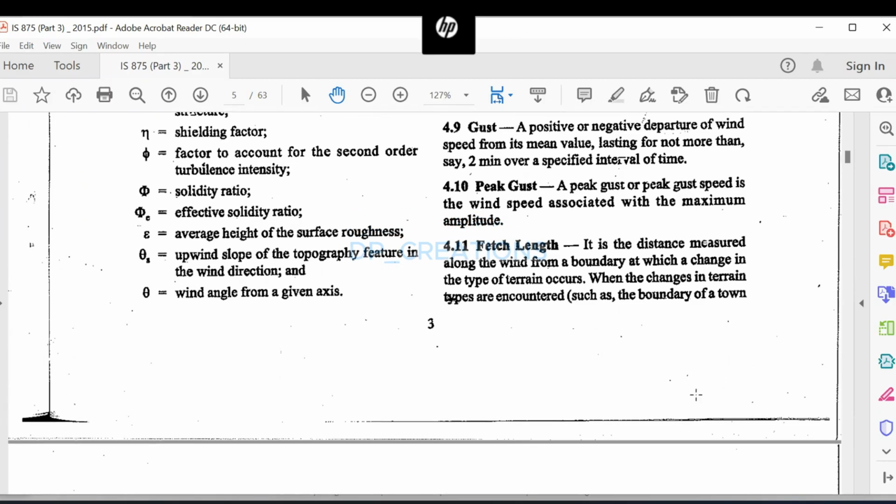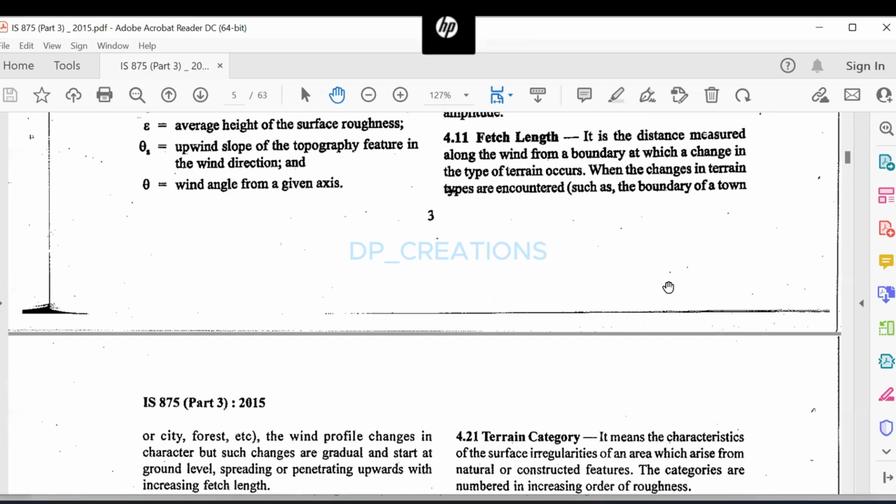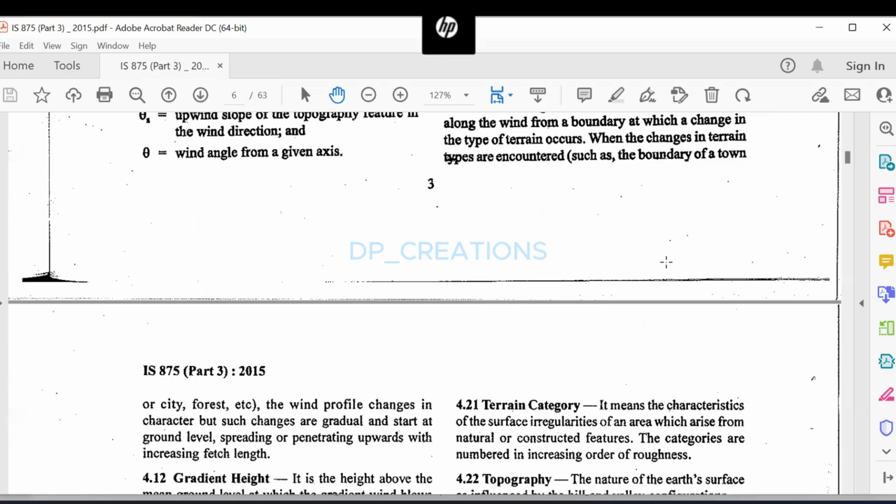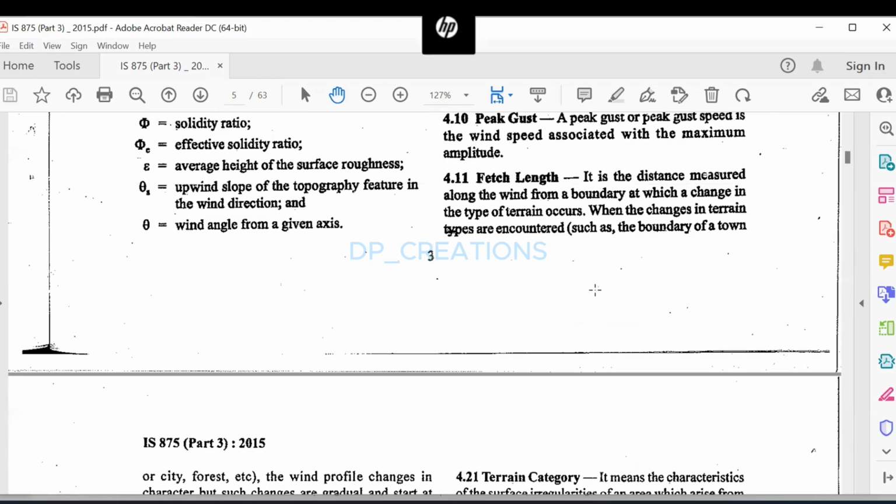Now, fetch length. It is a distance measured along the wind from a boundary at which a change in the type of terrain occurs. When changes in terrain type are encountered, such as the boundary of a town or city or forest, the wind profile changes in character, but such changes are gradual and start at ground level, spreading or penetrating upwards with increasing fetch length. That means when the ground surface and ground profile start changing, from that point you have to find out the fetch length along the wind.